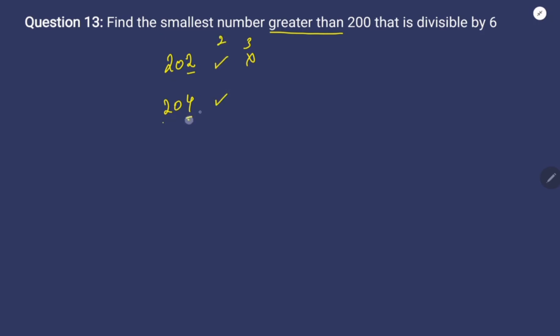So 2 plus 4 is 6. This is divisible by 3 as well. So it is divisible by 6. So that means the smallest number greater than 200 that is divisible by 6 is 204.